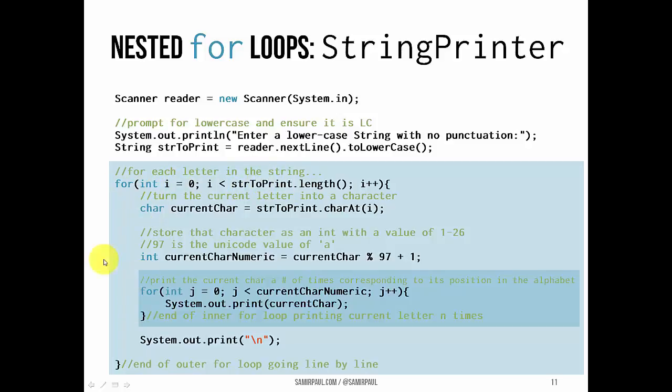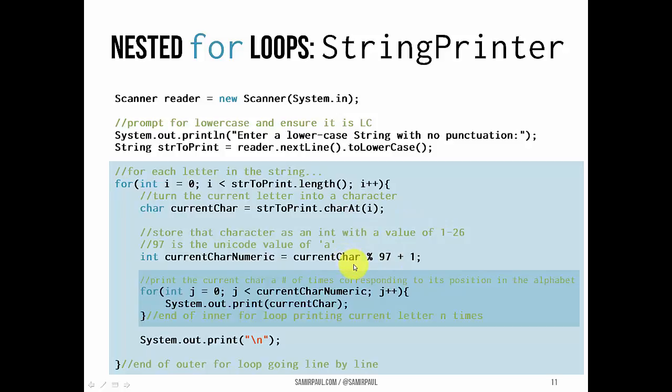And we do a couple of things inside that loop for each character. First thing we do is we turn that particular letter, the letter at index i, into a character. We store it into a variable called currentChar. It's of type char. Okay, then we take that current character and we do something a little quirky with it. We mod it by 97.